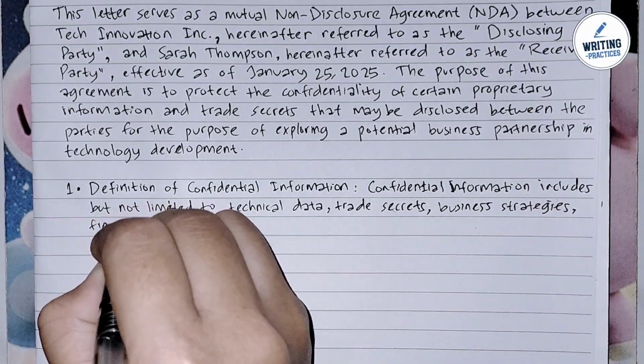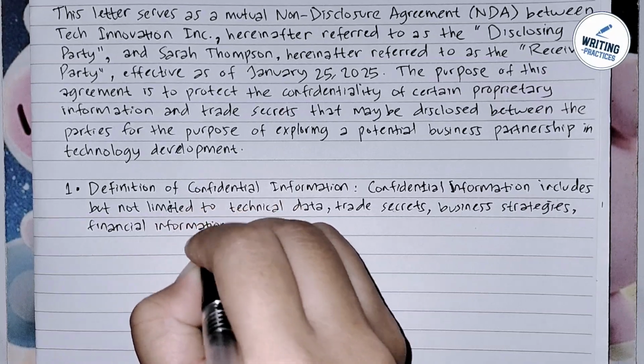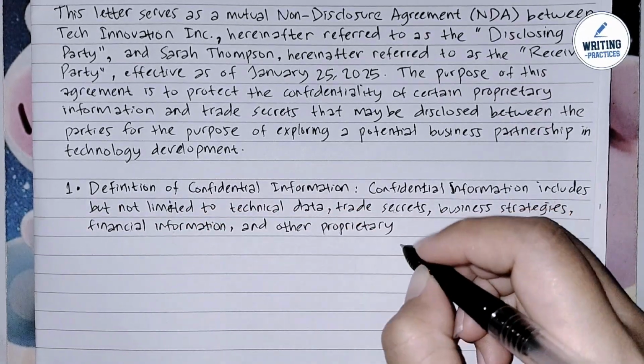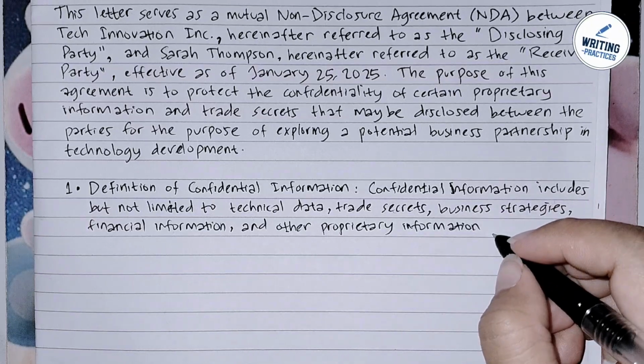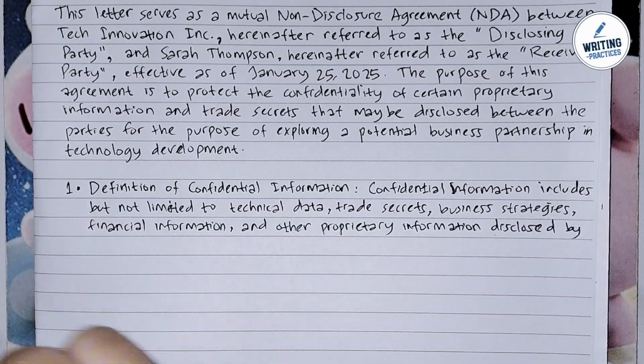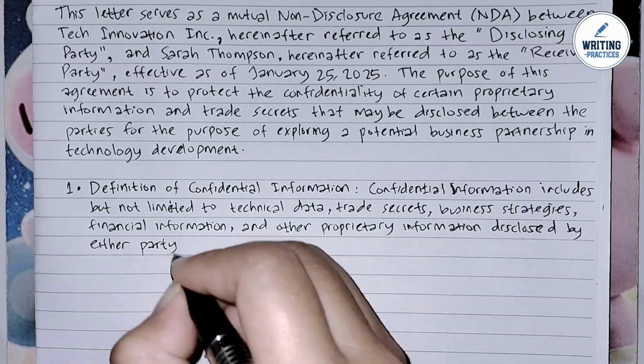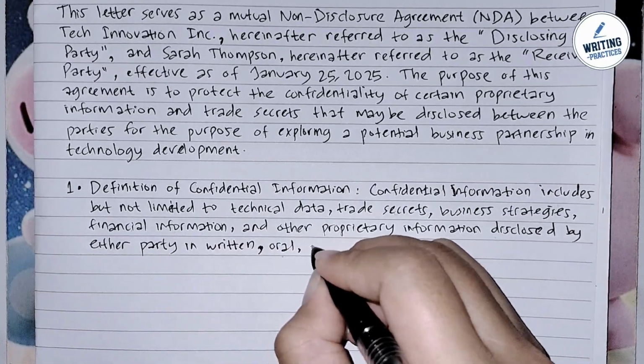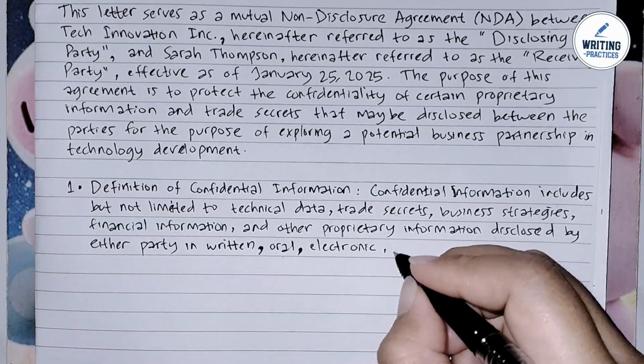And you can write something like, "1. Definition of confidential information. Confidential information includes, but is not limited to technical data, trade secrets, business strategies, financial information, and other proprietary information, disclosed by either party, in written, oral, electronic, or other forms."